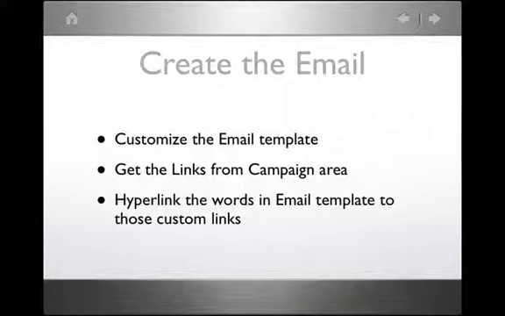So creating the email is pretty basic and simple and obvious, but we're going to do 3 little steps here, starting with customizing the email template. We're going to go get the links from the campaign area that we just looked at, and then we're going to hyperlink specific words in the email template to those custom links. So let's check it out.